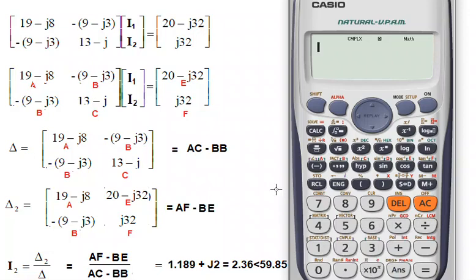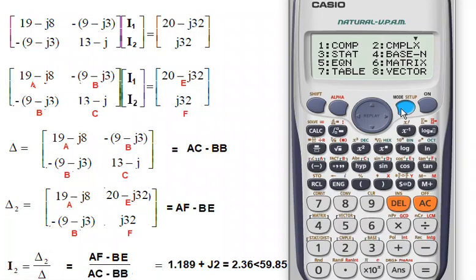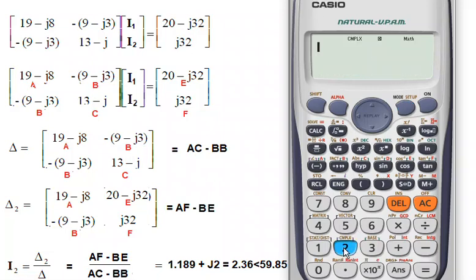Now before you start, it is better that you turn on the calculator and see whether we are in the complex mode or not. If we are not, then we press this mode switch, and you can see number 2 is complex, so we press button number 2, and now we are in complex mode and ready to enter complex data.